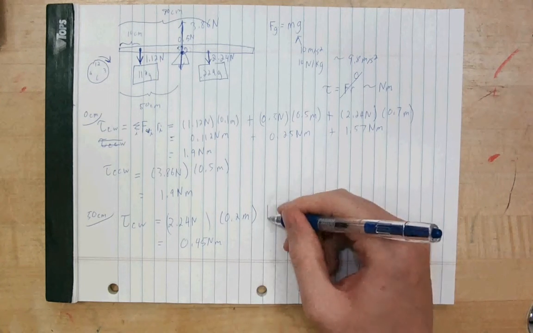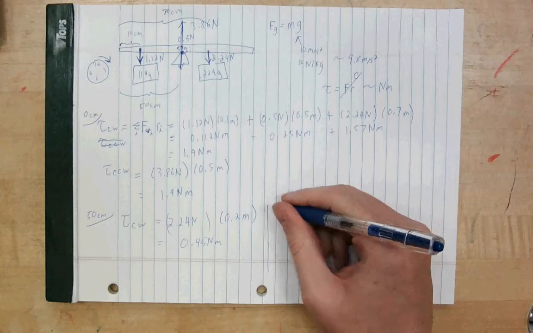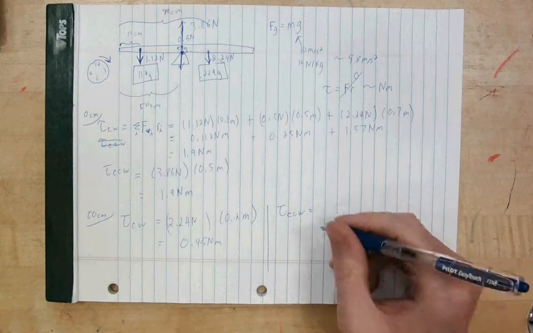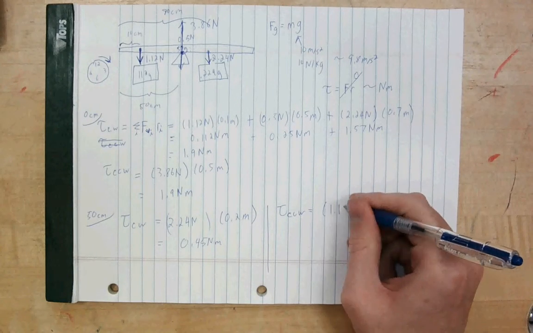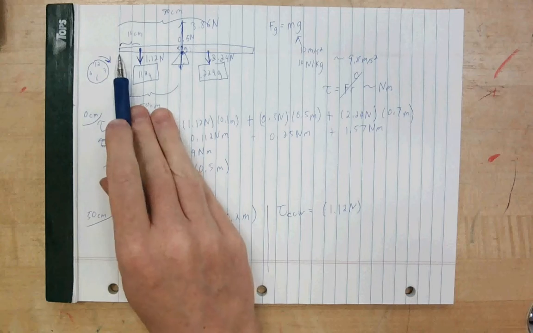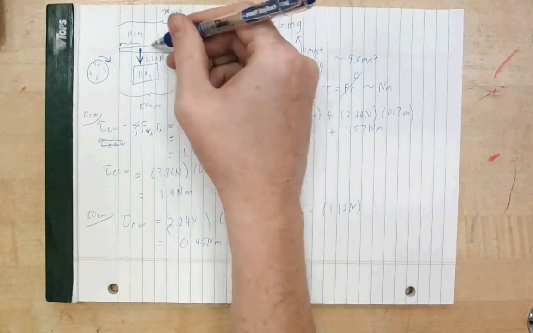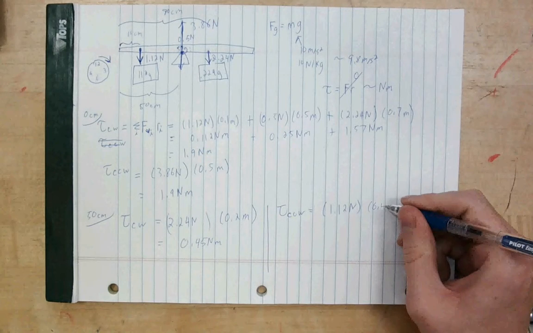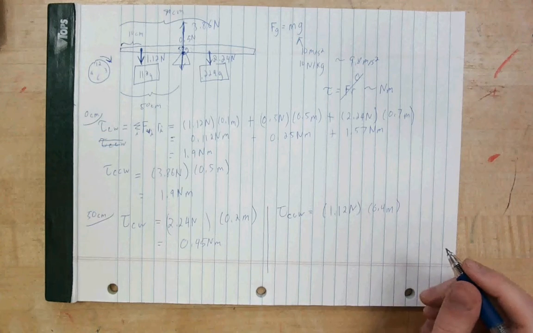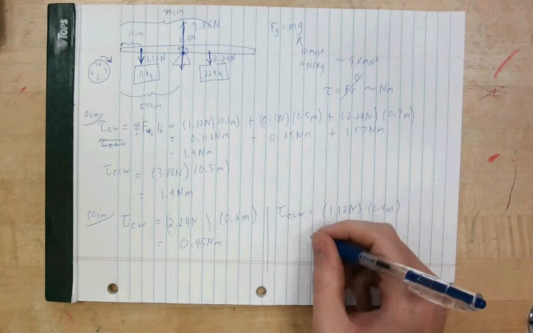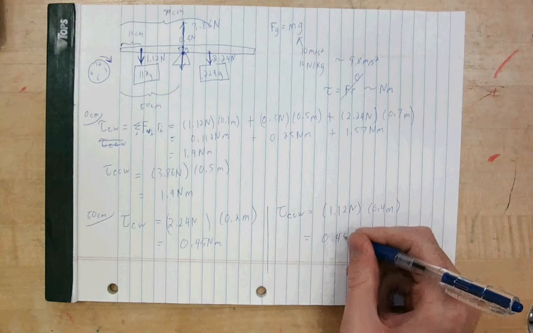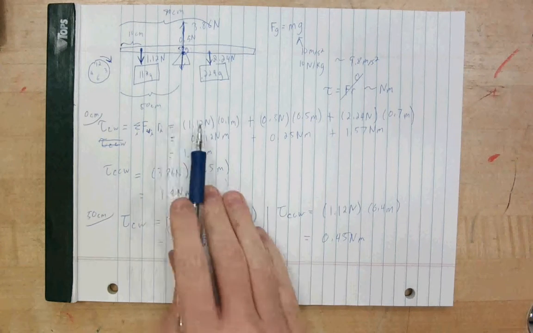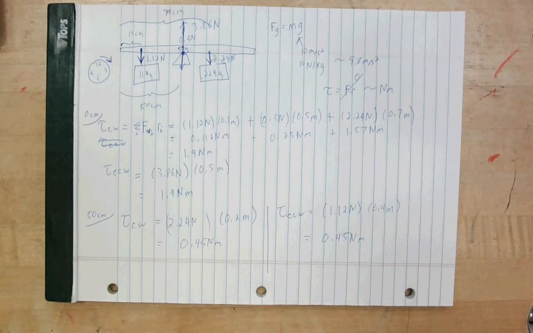Now, I'm going to run into the holes in my paper here, so let's do counterclockwise over here. The only thing causing counterclockwise is this weight, 1.12 newtons, and it's at 10 centimeters from the 0, which means it's at 40 centimeters from the 50 centimeter mark, 0.4 meters. And if I multiply those out, I get 0.45 Newton meters. Now, since these two torques are equal, remember that means this thing has no angular acceleration, so it's not going to suddenly start spinning on us.